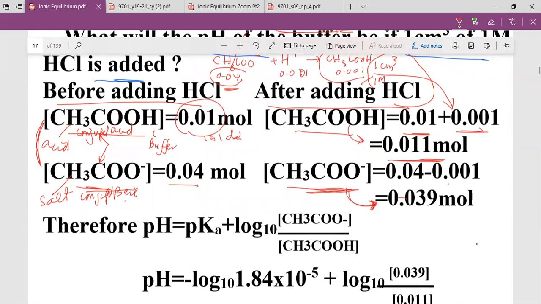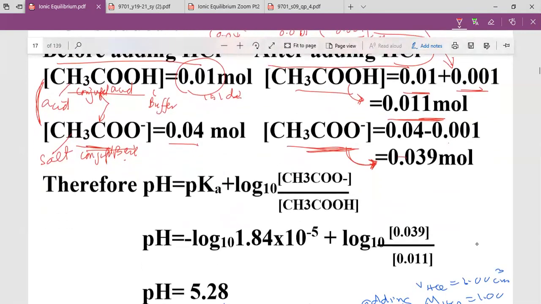So now I substitute to find the pH. The only thing changed is the concentration of your acid and your conjugate base. That's why people put base here and acid here. But let's put salt because it comes from the salt. So pH is pKa plus log salt over acid. So now this is 0.039 over this 0.1.